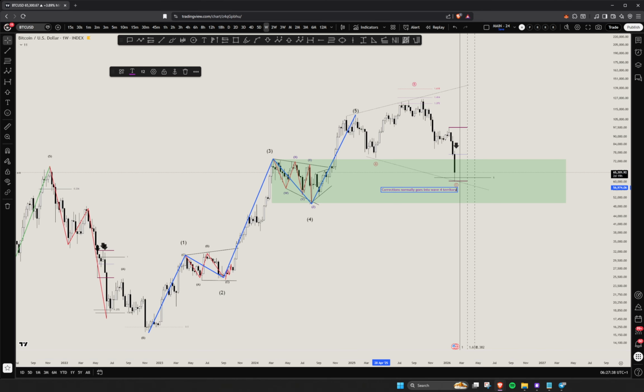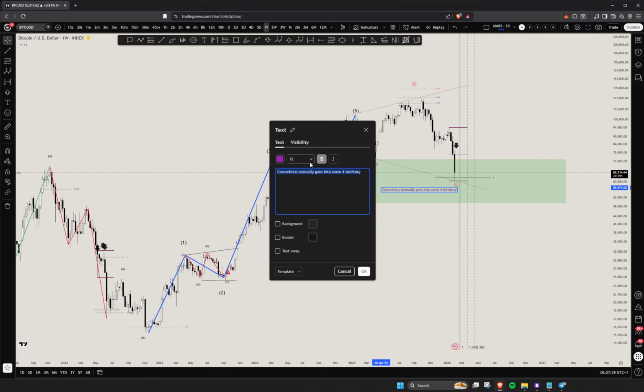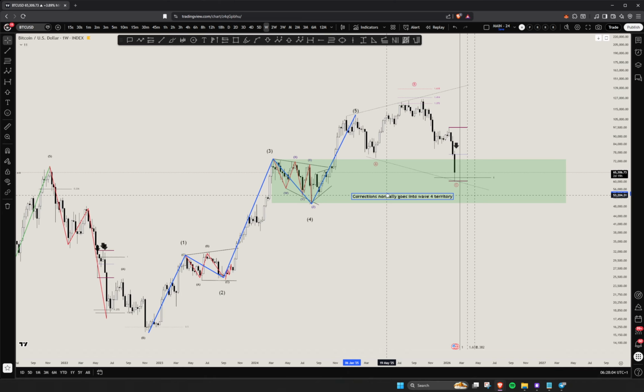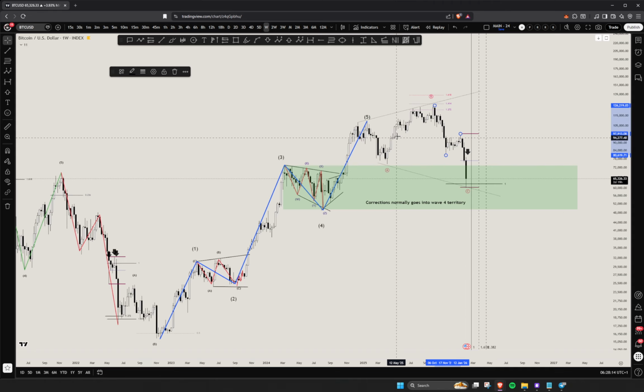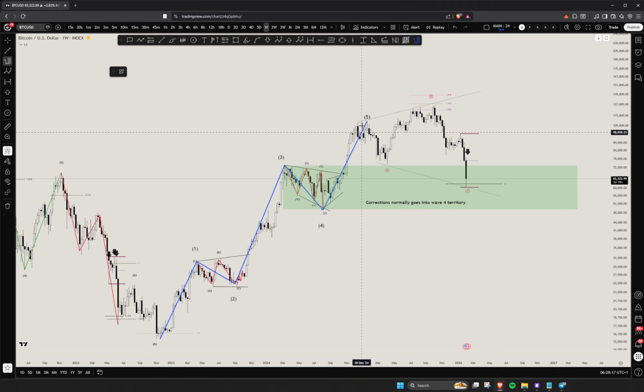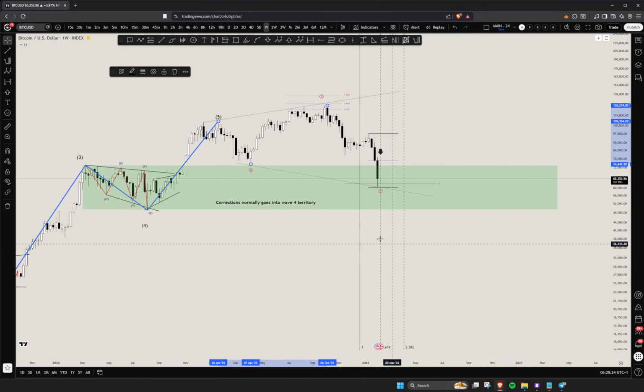Territory. That doesn't look correct. Territory. Maybe territory. This is good enough. Maybe we should delete this one and use this one instead. Yeah, you see, we are very close.